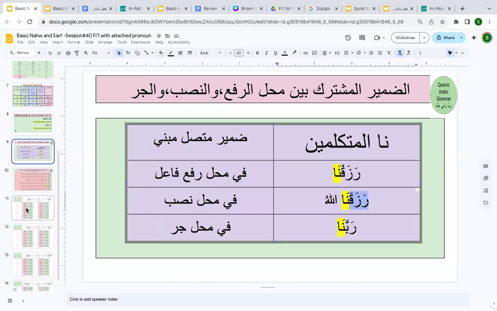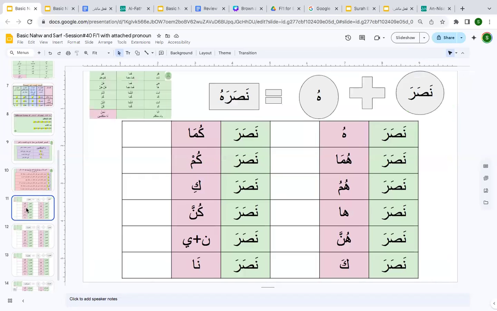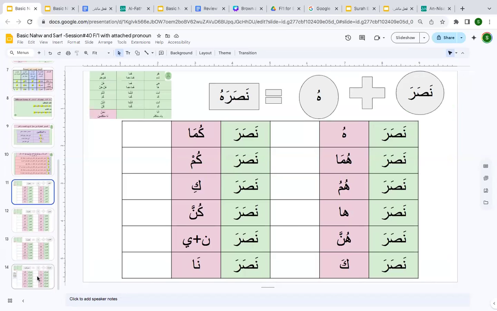Inshallah. Bismillah ar-Rahman ar-Rahim. And may Allah make it blessed for all of us. So here I have for you some tables. I want all of you to focus and make sure you participate.